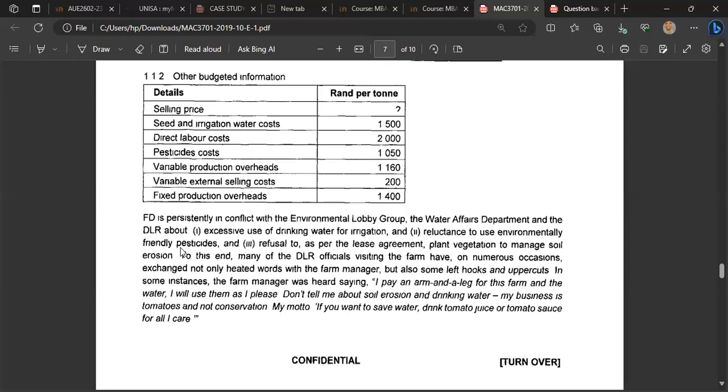It might be bad for the environment, which is the animals, flora and fauna, that's what they call it. So it might be bad. So with excessive drinking water use and unfriendly pesticides, when you're putting yourself at loggerheads with these lobby groups, they might even go up in parliament now and pass laws against your company. See? And then the refusal, as per this agreement, to plant vegetation to manage soil erosion. So soil erosion in itself is bad for your farm, right? In terms of the sustainability.